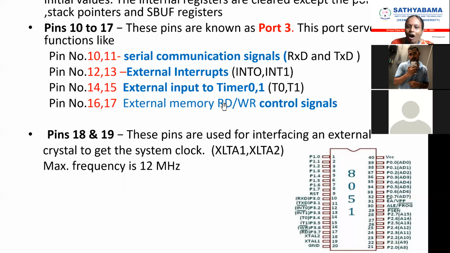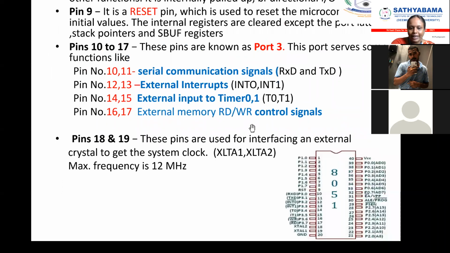Okay. Then RD. RD means what? It's a universal command. RD, WR: read and write. Very good. So read signal and write signal. If I want to read any command or if I want to write any command, I will use the read and write control signals. Okay. The next ones are pins 18 and 19.